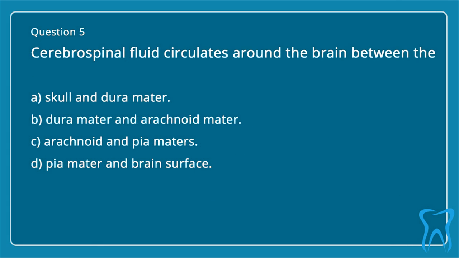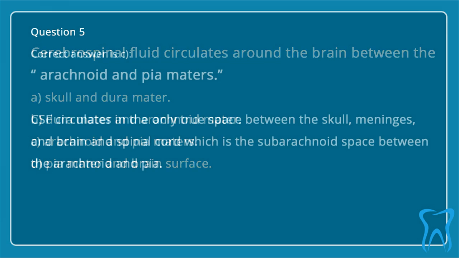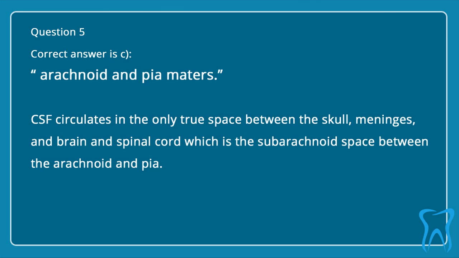Question 5. Cerebrospinal fluid circulates around the brain between the A. skull and dura mater, B. dura mater and arachnoid mater, C. arachnoid and pia maters, D. pia mater and brain surface. Correct answer is C. arachnoid and pia maters.